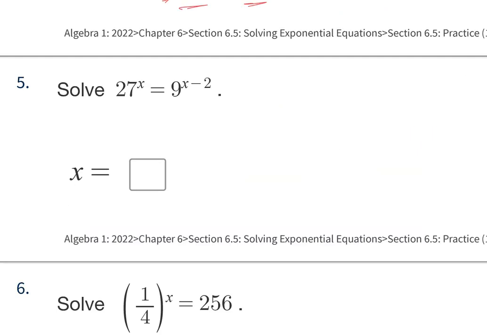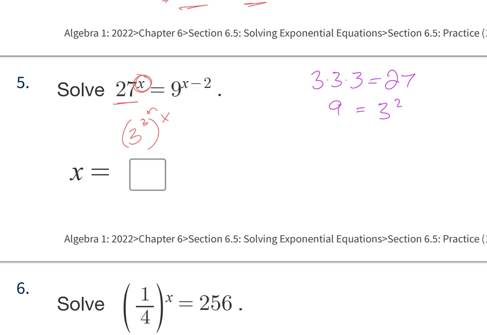27 to the x power equals 9 to the x minus 2 power. Well, I can't write 27 as a power of 9. I can, but I really don't want to. So what I'd rather do is 3 to the 3rd power is 27, and 9 is really 3 to the 2nd power. So I'm going to rewrite both of these bases is what I'm saying. So this one is now 3 cubed to the x power. How come to the x power? Because it was already there, right? And that x is affecting this whole thing.